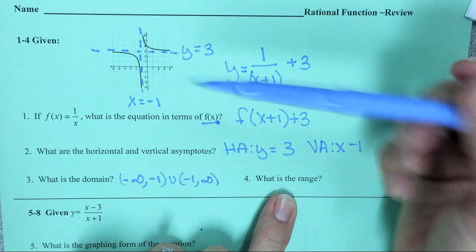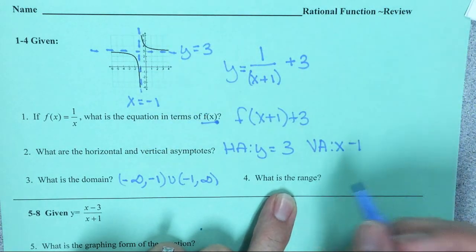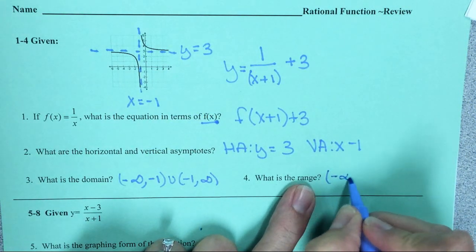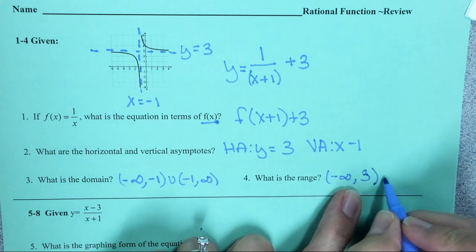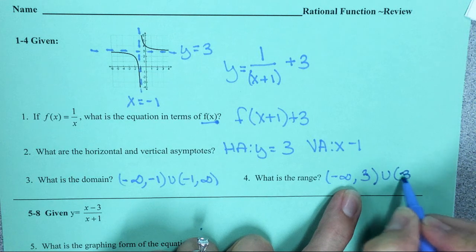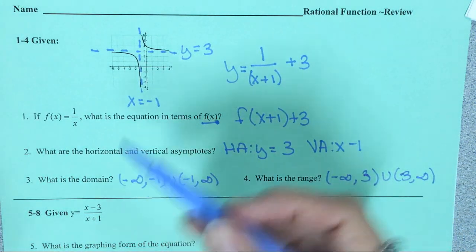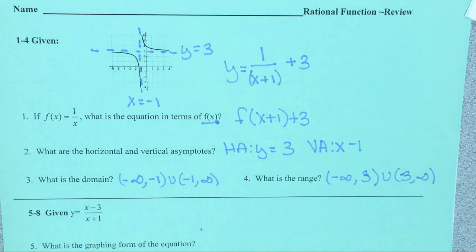When they ask you for the range, my range is everything but 3. So we're going to write it in a very similar manner. -infinity to 3, parentheses, union 3 to positive infinity. And this means everything but 3.